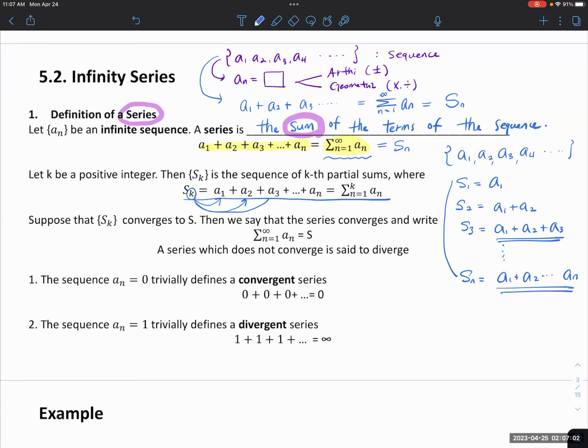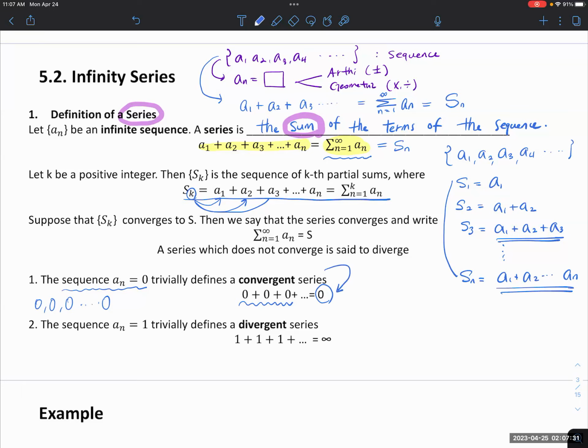For example, let's say you have a sequence a_n equal to 0. No matter what n is, the first number is going to be 0, the second number is going to be 0. They keep being 0, 0, 0. It doesn't matter the position of the number, they're just going to be 0. A series means that we are adding all the terms of the sequence. So you keep adding, and the summation is going to be 0. It is going to be a certain number, so it is convergent.